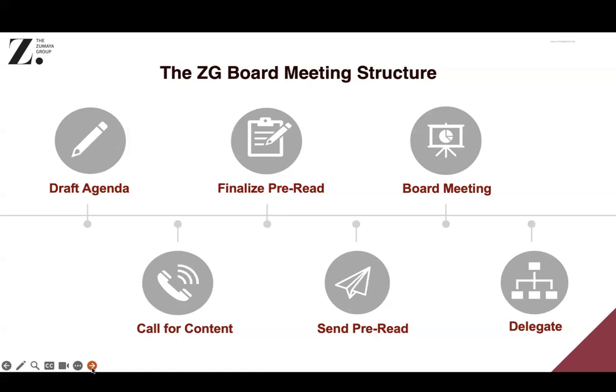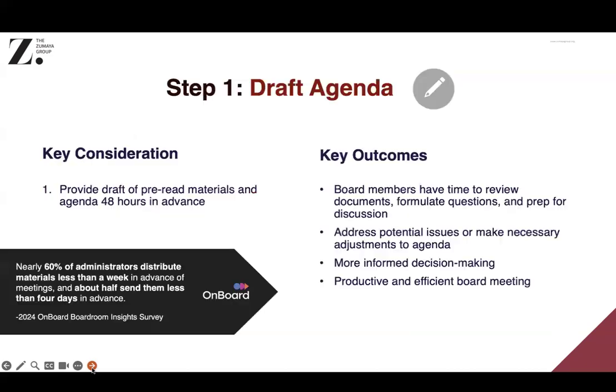So draft an agenda a week before. After that, you call for content, you finalize your pre-read, you send your pre-read 48 hours in advance. You have a really good meeting focused on the 2Ds, which we will get into in a minute. And then you delegate responsibilities, and then you do it all over again. You do it consistently and you do it well. Let's move on to the first step.